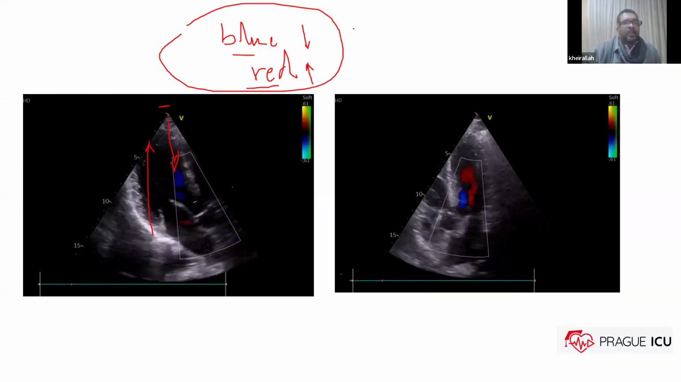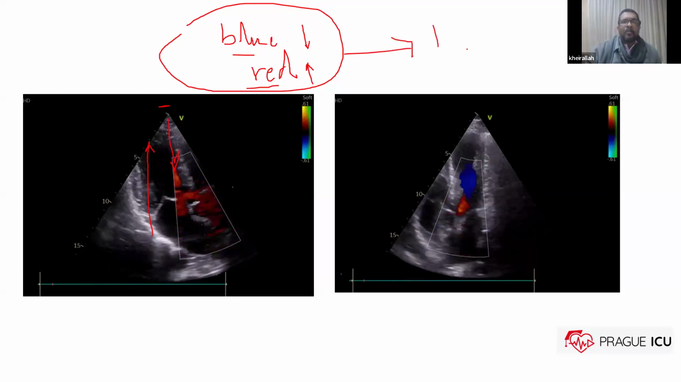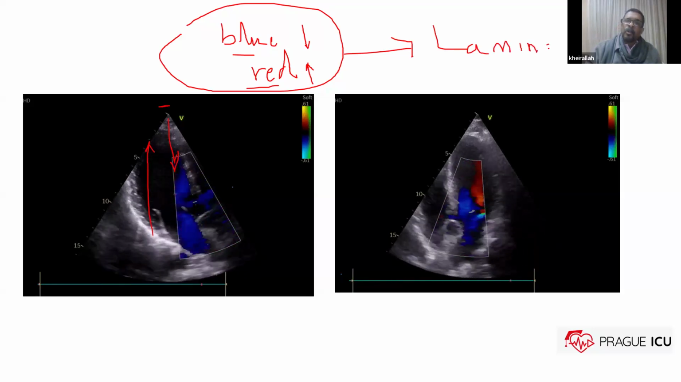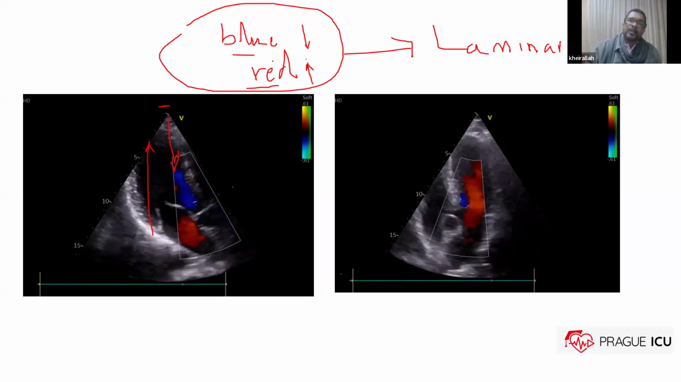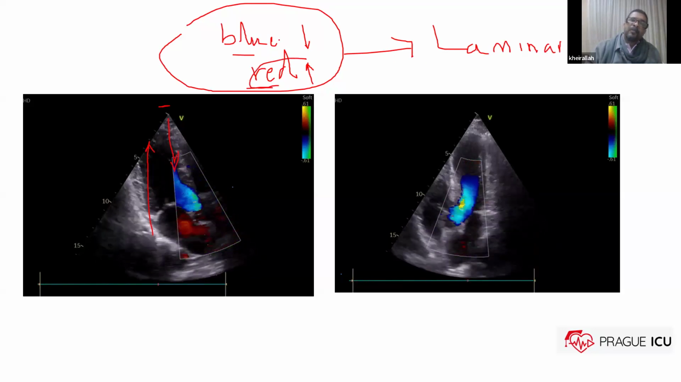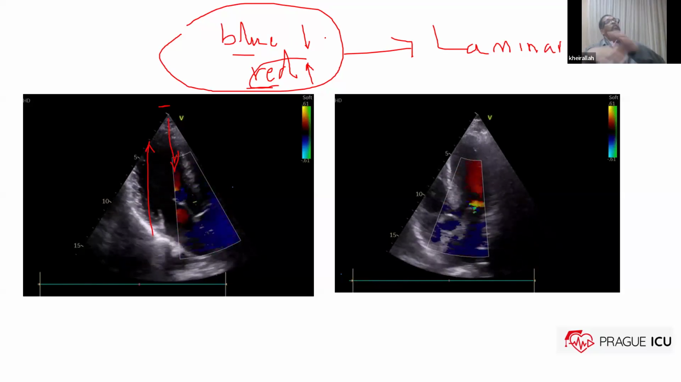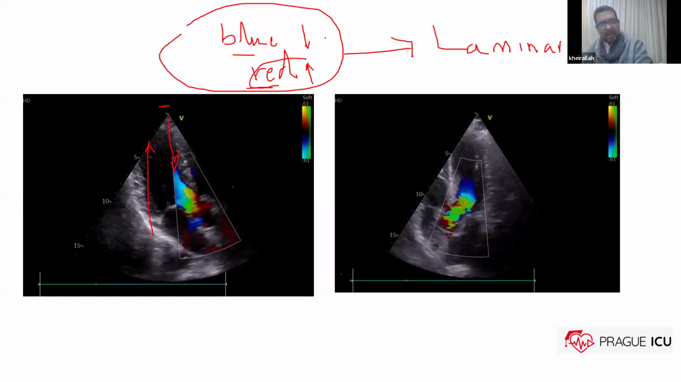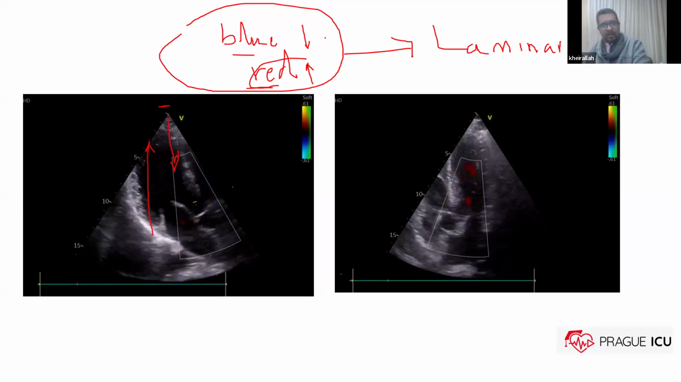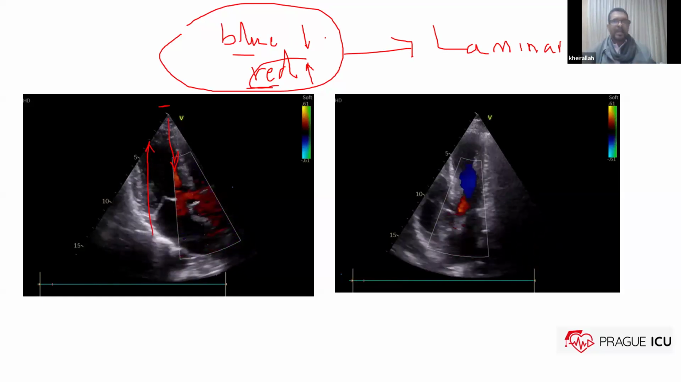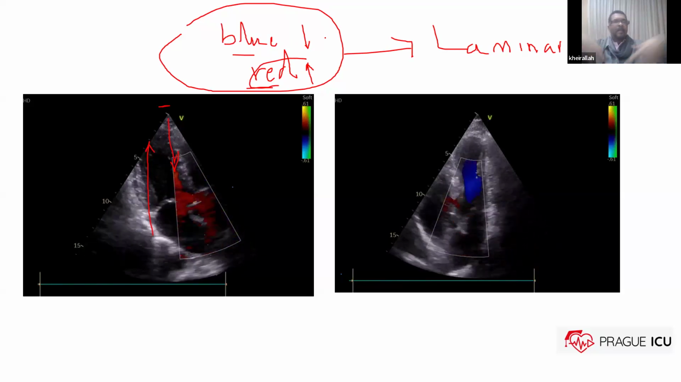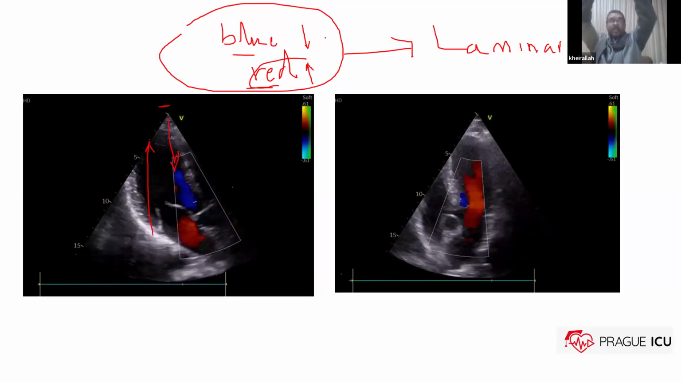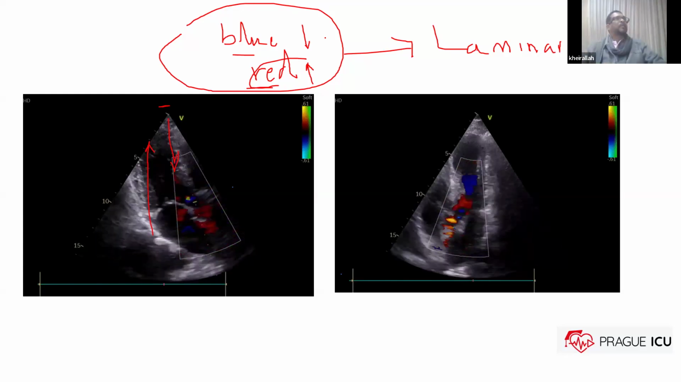Okay, and if it is blue or red, that means it's laminar flow. So laminar flow towards the transducer is red. Laminar flow away from the transducer is blue, both of which are normal. Yes, with a special exclusion. We are going to talk about it. Generally speaking, the normal physiological flow is laminar. It might be towards the transducer as red or away from it as blue.